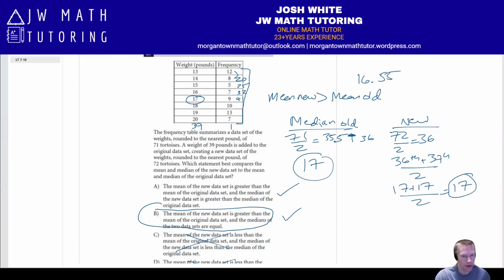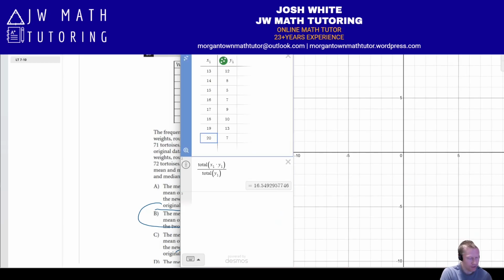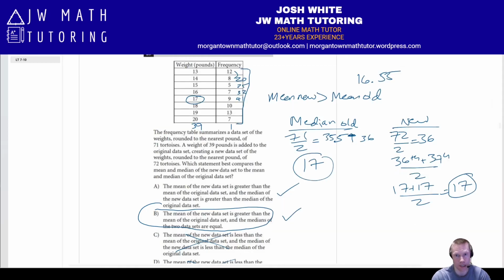16.55. Now, for the new one, I just have to add a value of 39 and a frequency of 1, and notice now the mean has updated. It's 16.86. It's clearly gotten bigger. So this is one part of the problem you could do if you wanted to, just to actually compare the numerical values for the means and confirm the new mean is greater than the original or old mean.